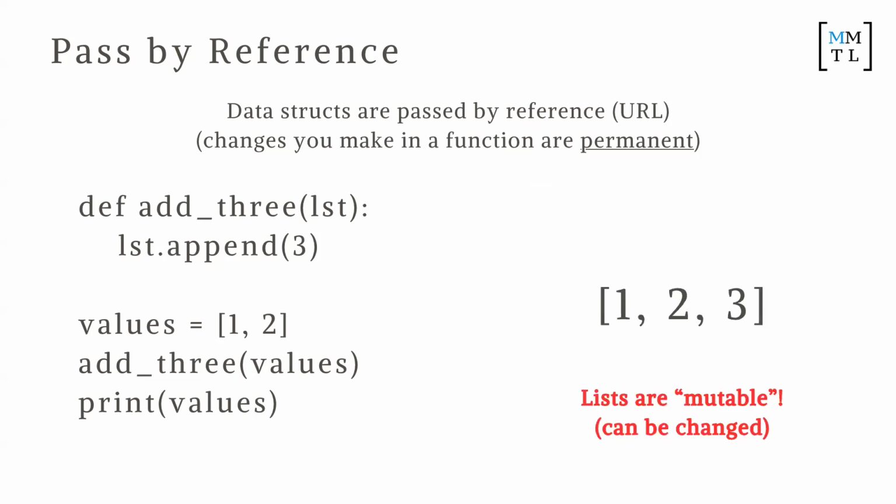In computer science speak, we call this mutable. Mutable meaning that it can be changed inside a function permanently. So whatever changes you make inside a function, you have to be careful because once you exit out of that function, it's permanent. It stays there forever.